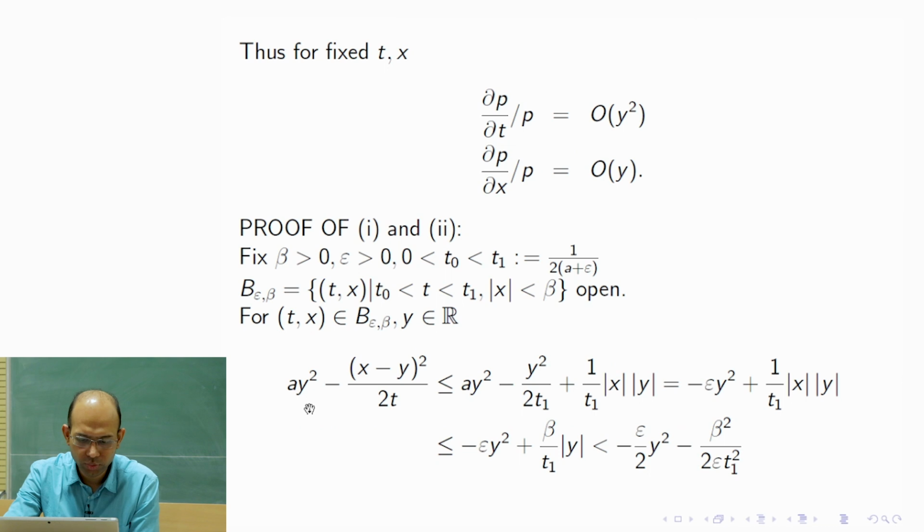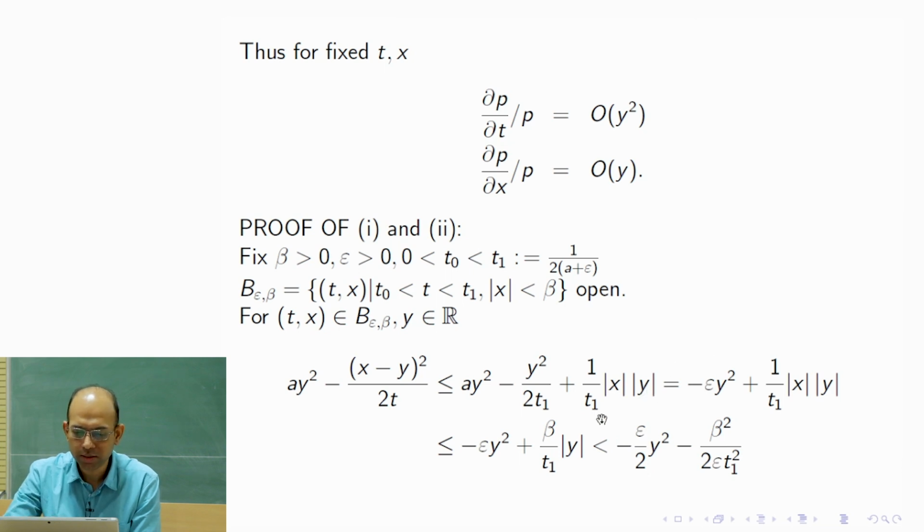Now we would use these inequalities. Let us read this inequality: a times y square minus x minus y whole square divided by 2t is less than or equal to a times y square minus y square by 2t1 plus 1 over t1 times mod x times mod y.